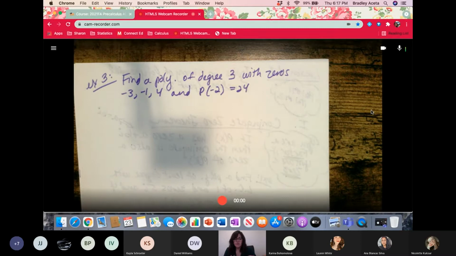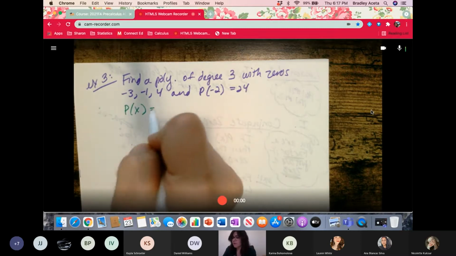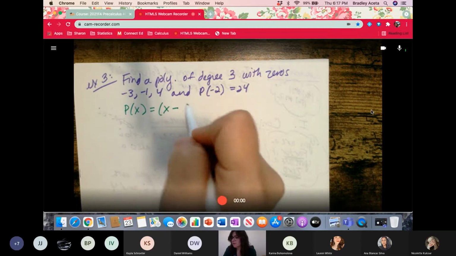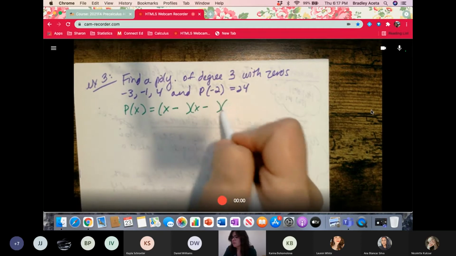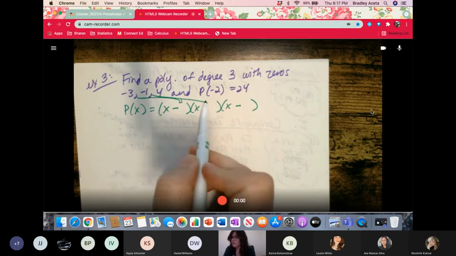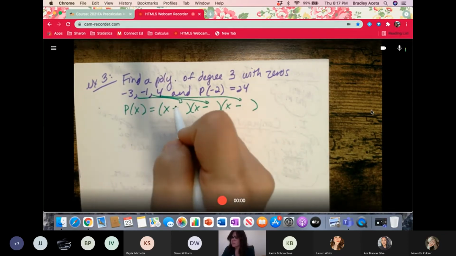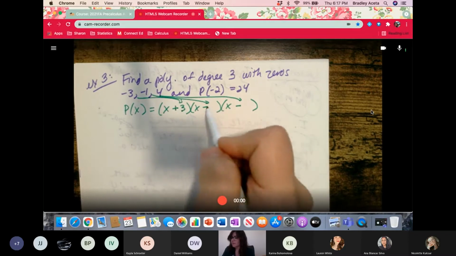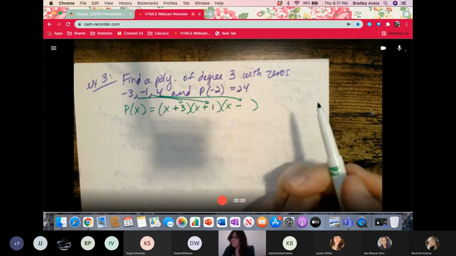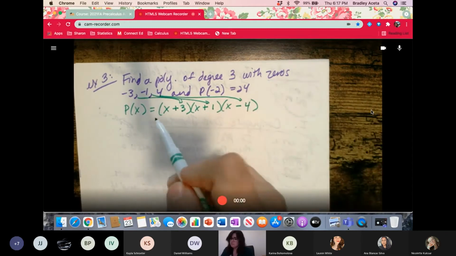We know that zeros can be written as factors. So we're going to start off like that. We're going to say, okay, P of x is x minus, there's 3 of them, x minus, x minus. I'm going to put my zeros into those blanks right there. So minus a negative 3 becomes plus 3. Minus a negative 1 becomes plus 1. And then minus 4. And then we're going to FOIL it.